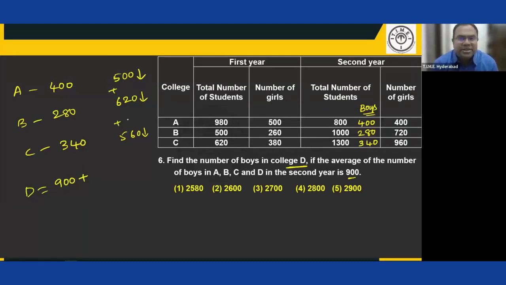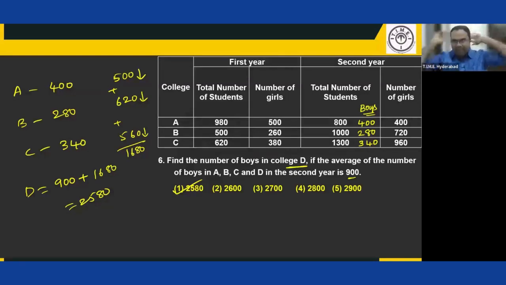So 500, 620, 560, that is 1680. They are falling short. It should cover that 1680. So it has to be 2580. 2580 is present in answer choice 1. Is this okay with everyone? See, you might have done that adding all those divided by 4, then subtracting from 900 into 4, 3600. It's okay. I'm not saying it is not correct. It is correct.